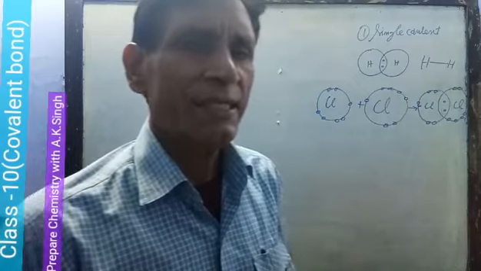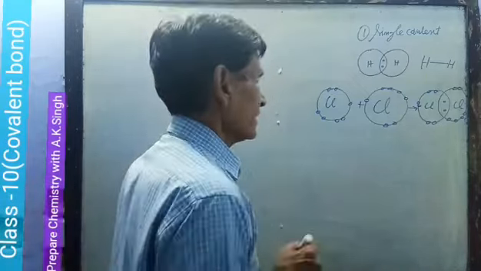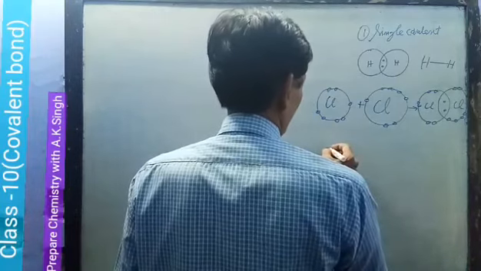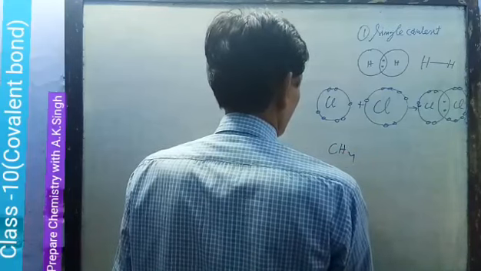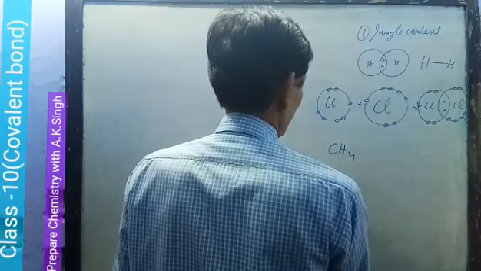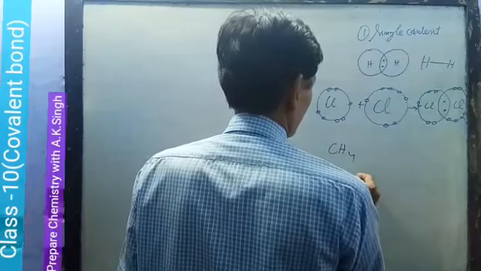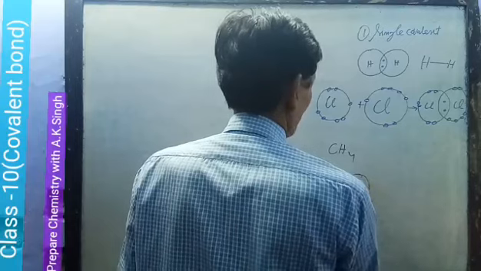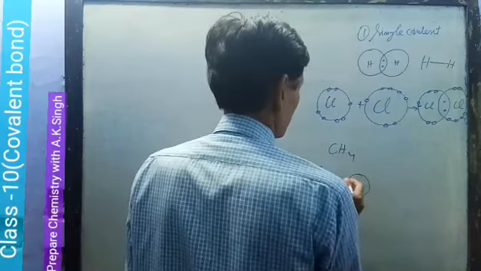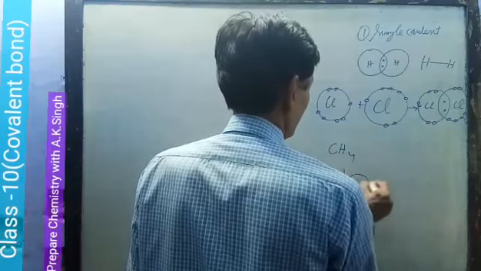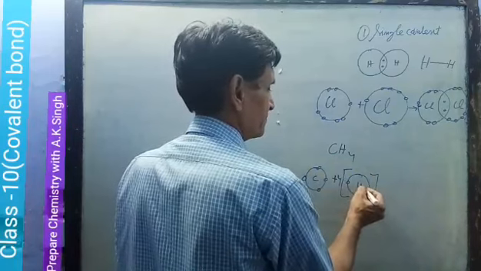Some heteroatomic molecules having single covalent bond, like methane, CH4. Here one carbon atom is having 4 electrons. One hydrogen atom is having only 1 electron. Then 1, 2, 3, 4. How many hydrogen atoms are needed here? 4 hydrogen atoms are needed.